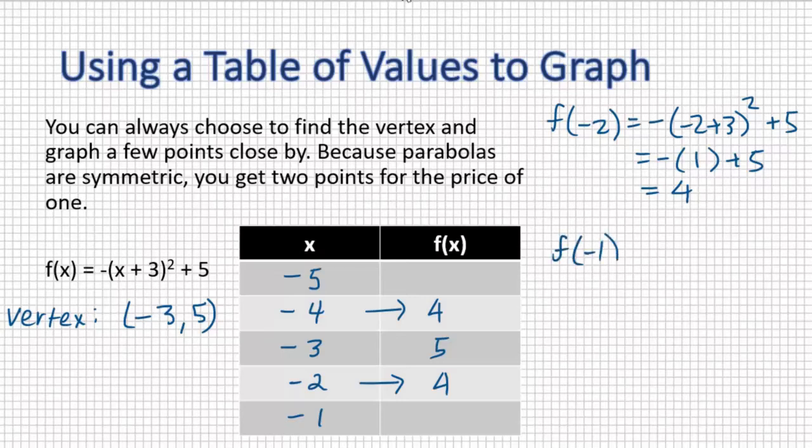What about f at -1? When x has a value of -1, here's how we find the corresponding y value. Dropping in -1 for every instance of x gives us -(-1 + 3)², which is -(2)², or -4. So we have -4 + 5, or 1. So when x is equal to -1, the value of y is positive 1. That means that when x is equal to -5, the value will be positive 1 as well, due to symmetry. Try it. Substitute in x equal to -4 and x equal to -5, and find the value of the function.